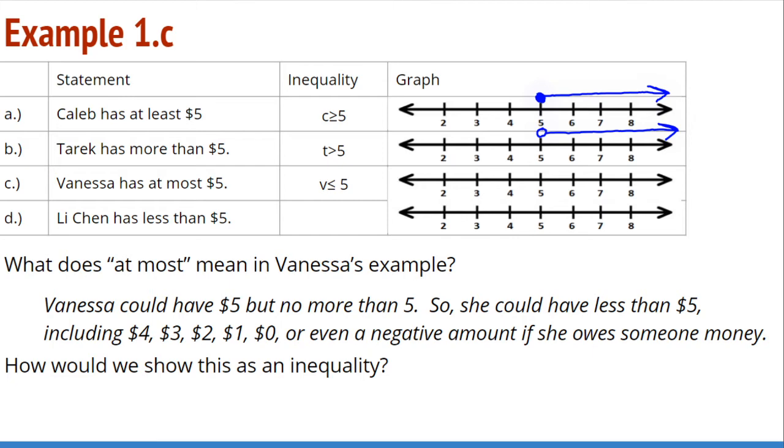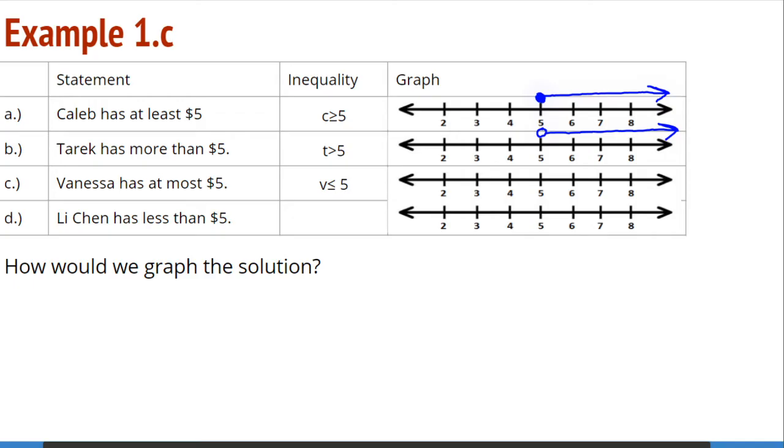Vanessa is less than or equal to 5. Pause. How would you put this on the graph, on the number line? Pause. Give it a try. It says equal to, so I'll start at 5 and I'll fill in the circle. But it says that I am less than 5, so I'm headed to the left. Vanessa has less than or equal to 5. The most that she has is 5.